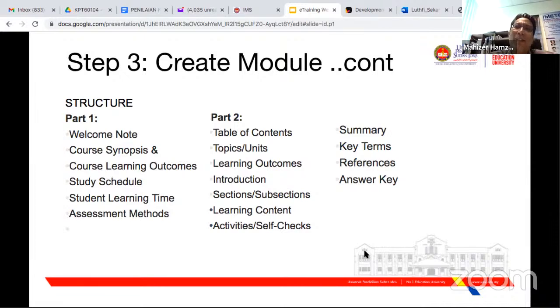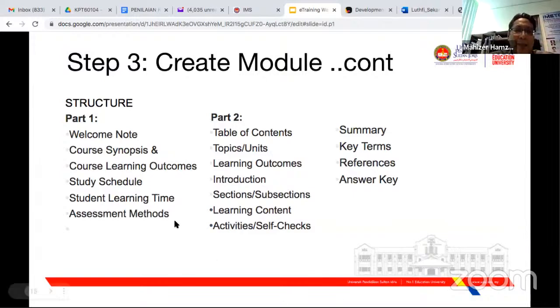Study schedule is, for example, you have one module with 10 units, and then how the schedule is suggested. Cadangan pembelajaran, macam mana cadangan pembelajaran akan berlaku. Maksudnya ada jadual. Minggu pertama unit 1, minggu kedua unit kedua. Mungkin ada unit tertentu memerlukan 2 minggu. Contohnya unit ketiga 2 minggu. Sebab unit ketiga ni agak komprehensif, agak banyaklah kandungannya.